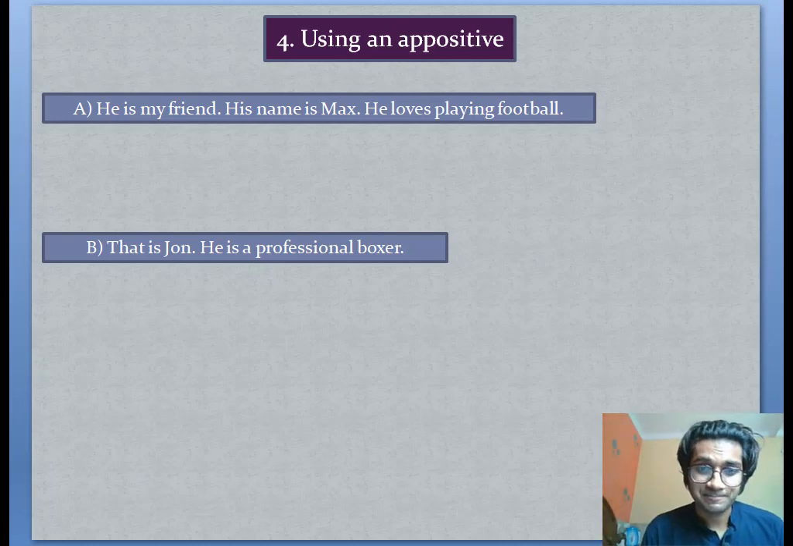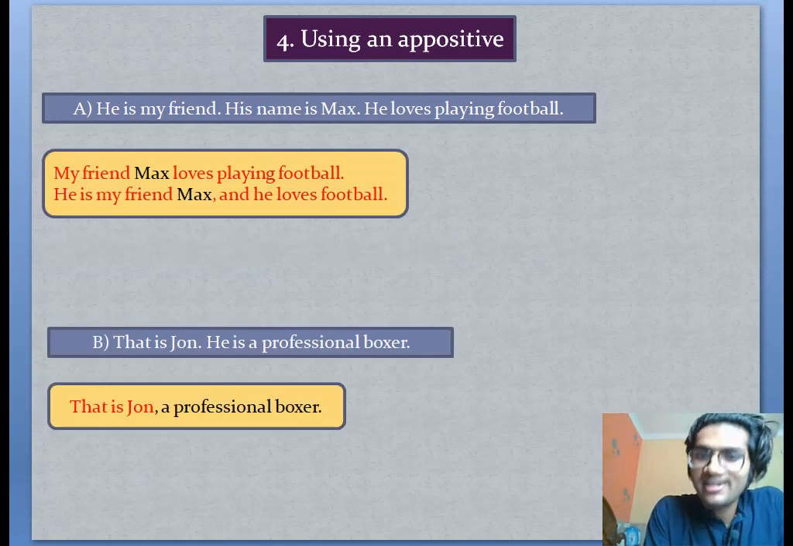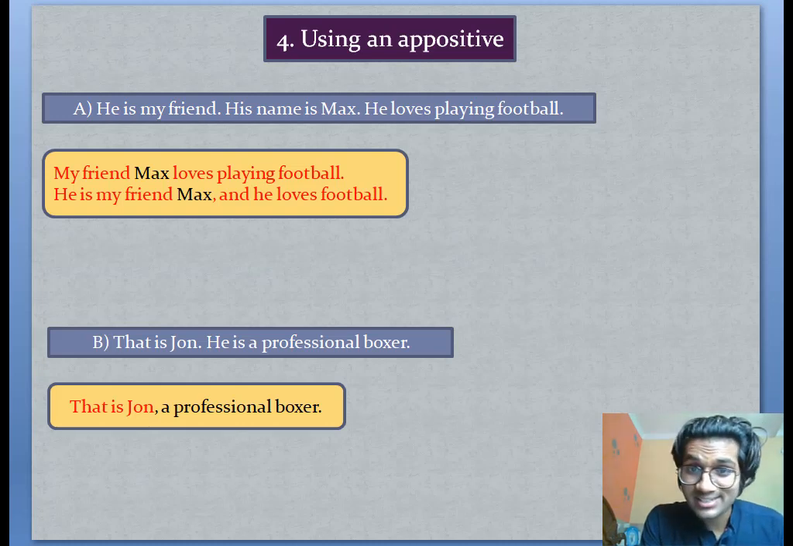Three different sentences. Second example. That is John. He is a professional boxer. Okay, let's change them. My friend Max loves playing football. He is my friend. What is his name? Max. So my friend Max. Max is renaming the subject, my friend. Max is an appositive. My friend Max loves playing football.